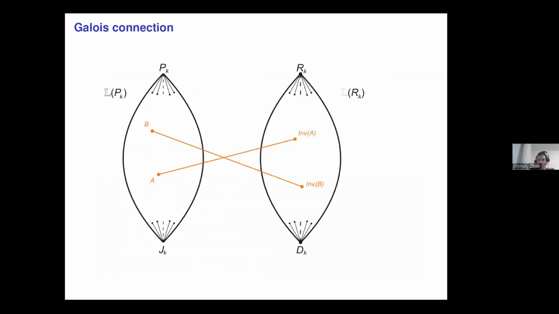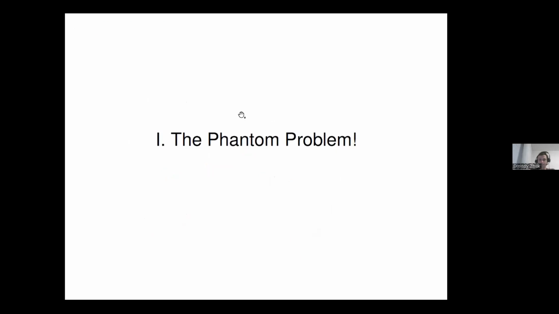And just a final picture about this Galois correspondence. So we have this one-to-one correspondence. Here you see clones, in the right-hand part you see relational clones. And this is a one-to-one correspondence reversing the order. Okay, so clones are really wonderful.